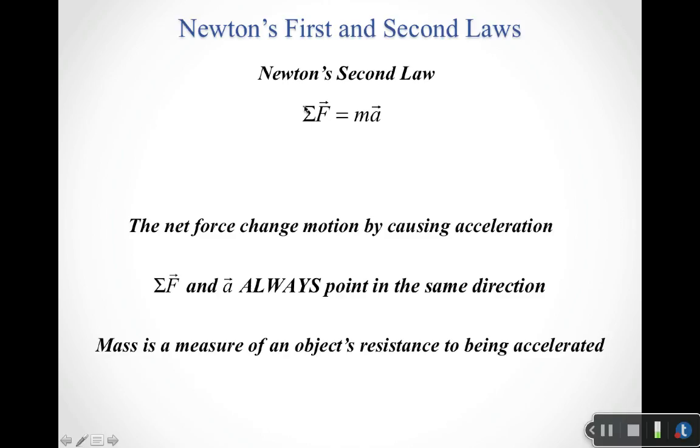And then the third thing that Newton's second law tells us is that, let's say you keep the net force the same. If you increase the mass of the object, the acceleration is actually going to decrease. So what that means is that mass is a measure of an object's resistance to being accelerated. The more massive you make the object, the larger the net force has to be to get the same acceleration. So this is fundamentally what Newton's second law is trying to tell us.